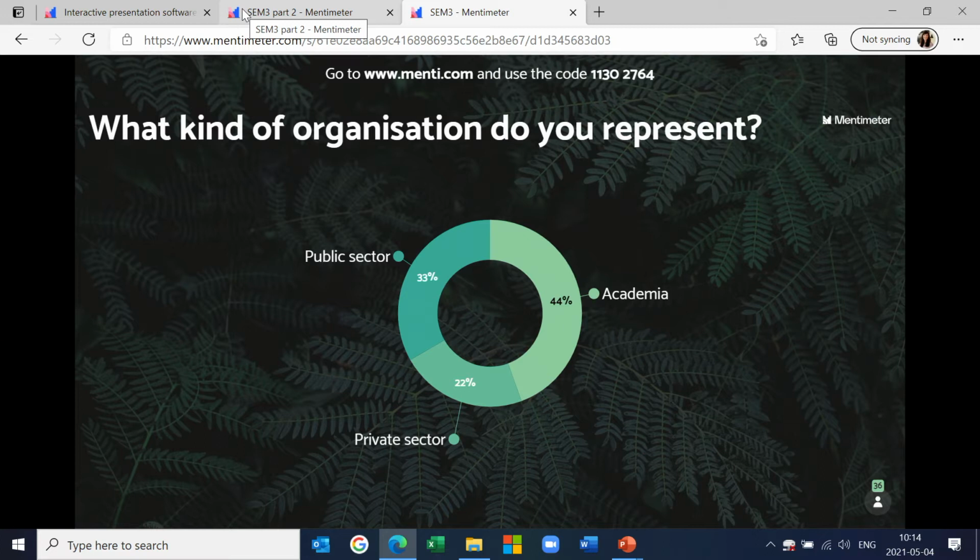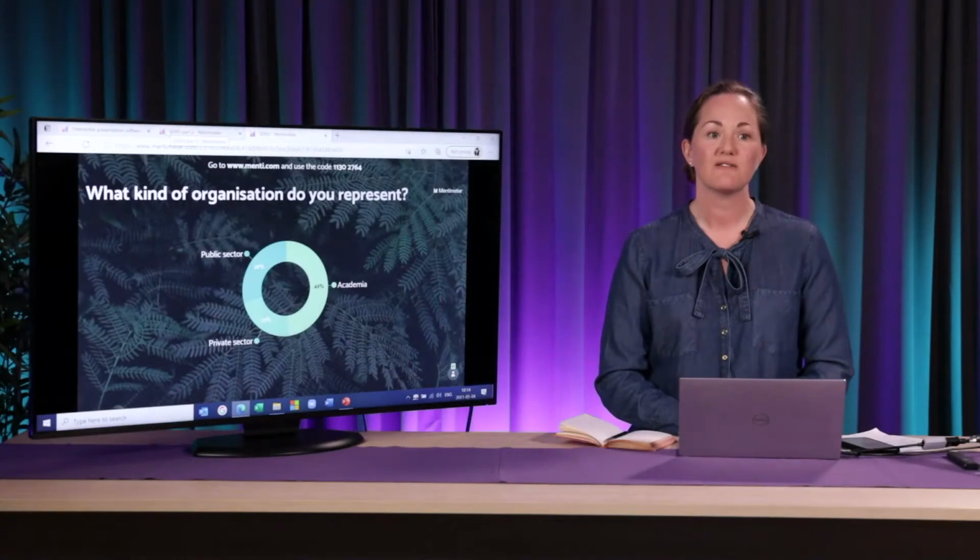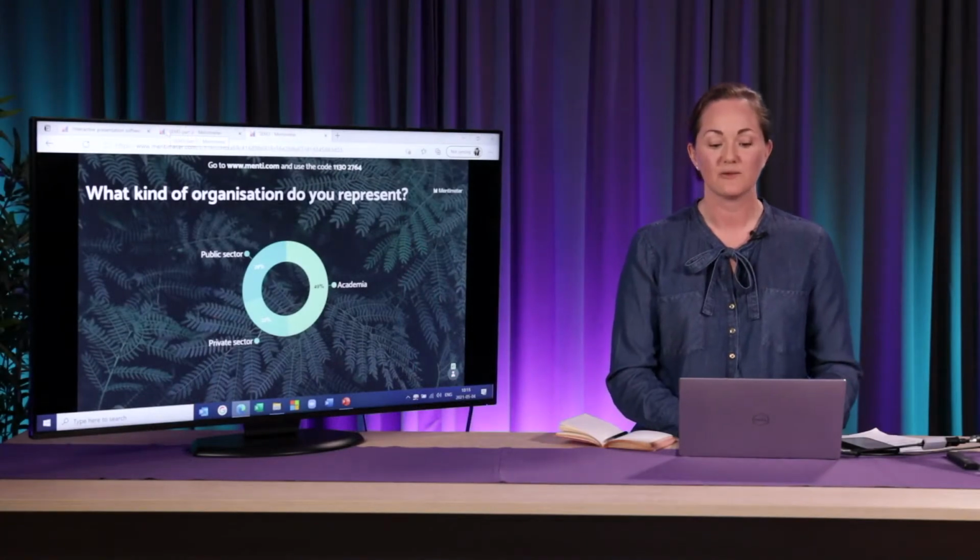We also have a bit more than 30% from the public sector, and quite a few from the private sector as well, actually. Thank you so much for sharing. I will leave this page on, and we will save this because we are very interested to see who it is we are reaching with this exercise and this seminar.